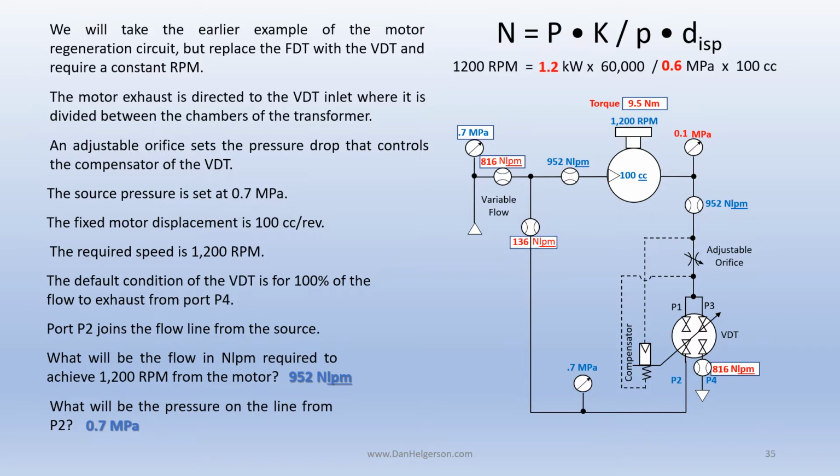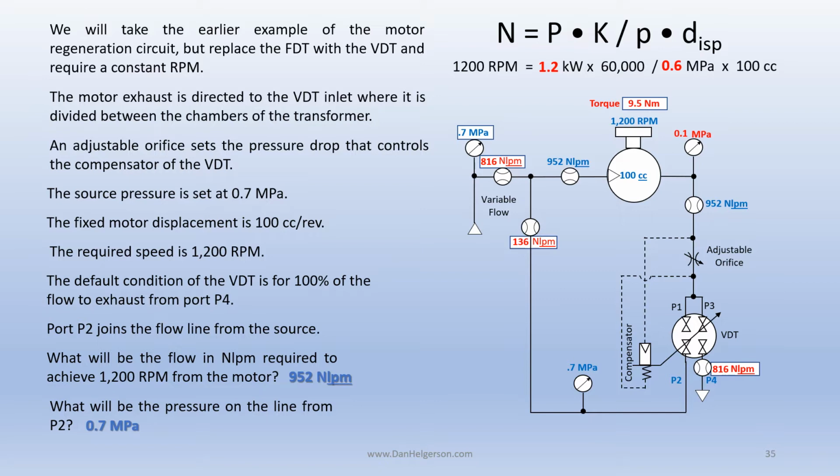Now notice that as the torque begins to diminish, the motor is going to try to accelerate. As it tries to accelerate, it's going to have an increased exhaust flow. That increased exhaust flow is going to cause a greater pressure drop, which is going to cause the compensator to modify the condition of the VDT, and it's going to reduce the amount that is exhausted to atmosphere, and it's going to send some of the flow back into the fluid stream to the motor.